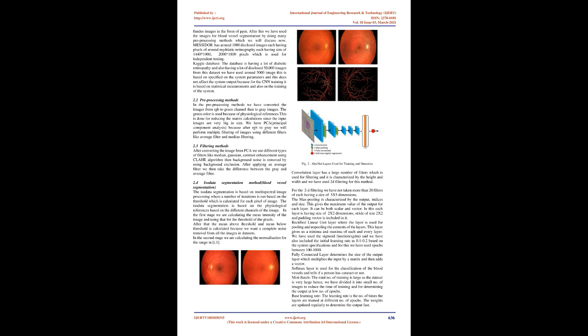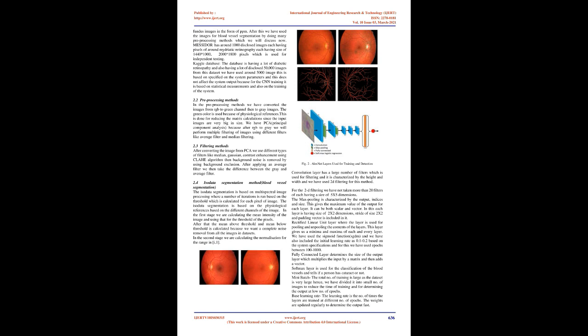Kaggle database. The database has a lot of diabetic retinopathy images, with around 50,000 disclosed images. From this dataset we have used around 5,000 images. This is based on the system parameters, and this does not affect the system output because the CNN training is based on statistical measurements and also on the training of the system.